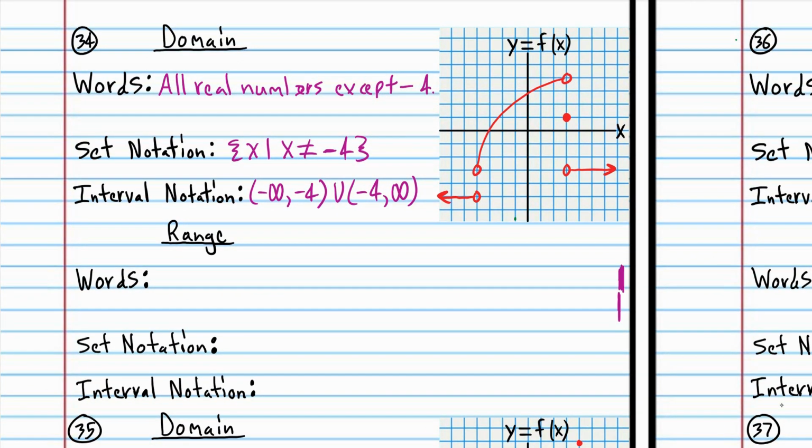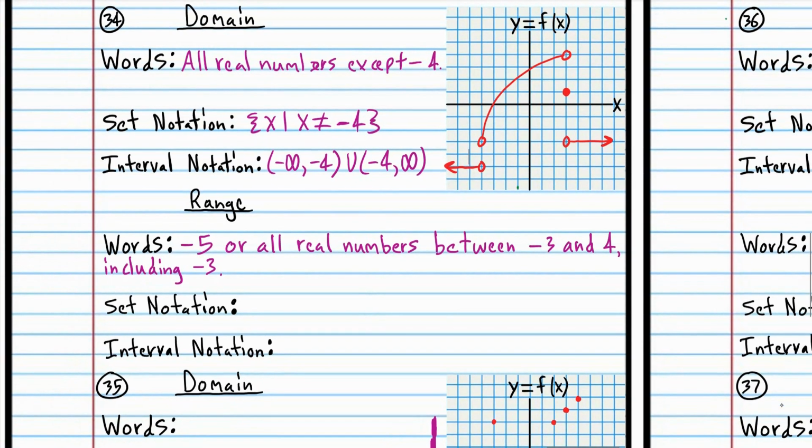Now, the range can be negative 5, because these points all have negative 5. The range can be also anything between negative 3 and 4. So the range is negative 5 or all real numbers between negative 3 and 4, including negative 3. Because these points do have y values of negative 3, but up here, this point, there are no y values on the graph that are 4.